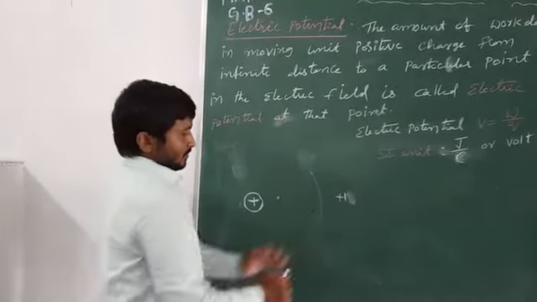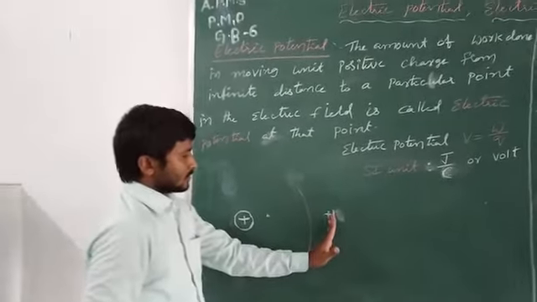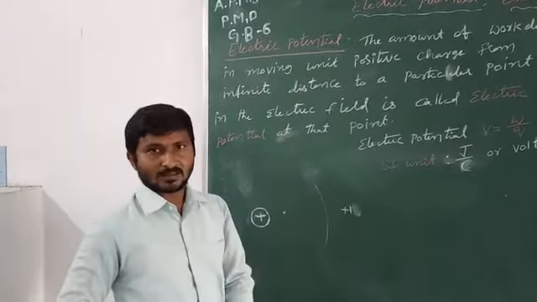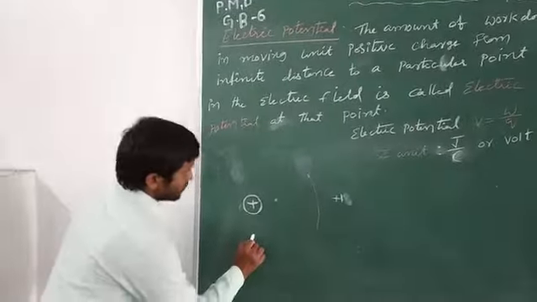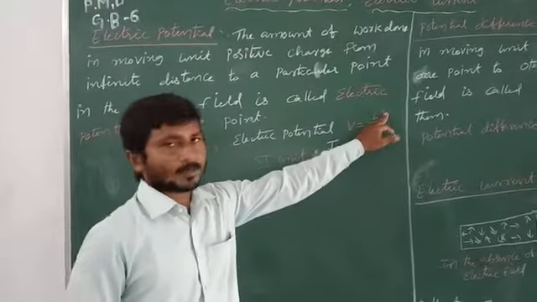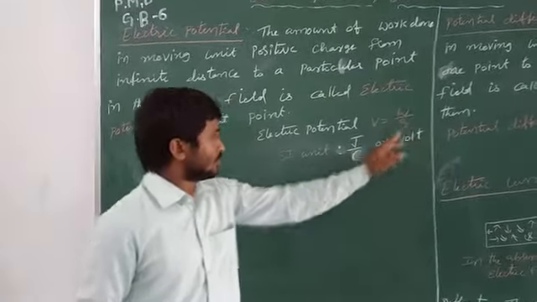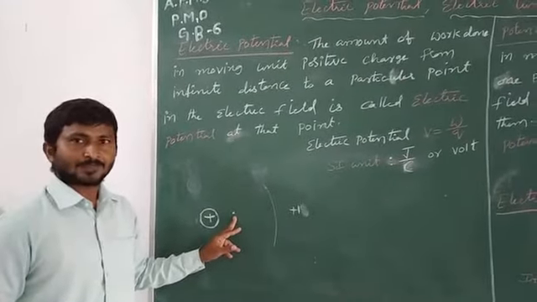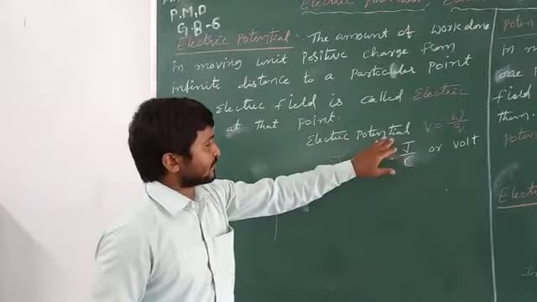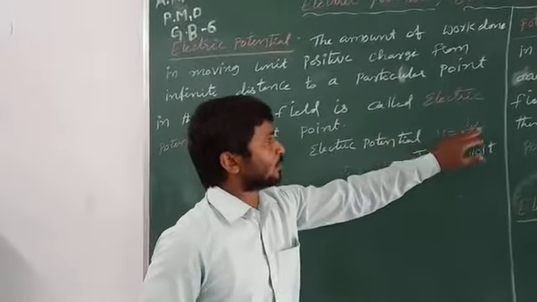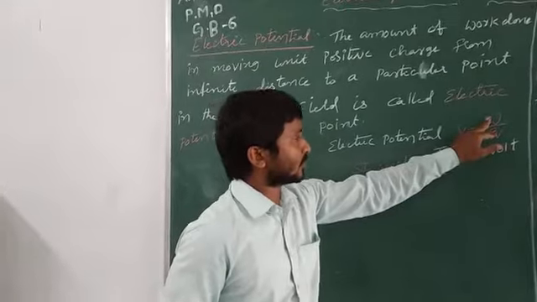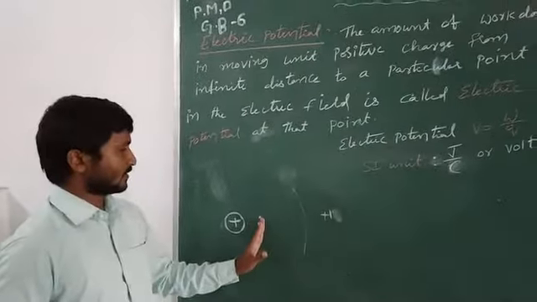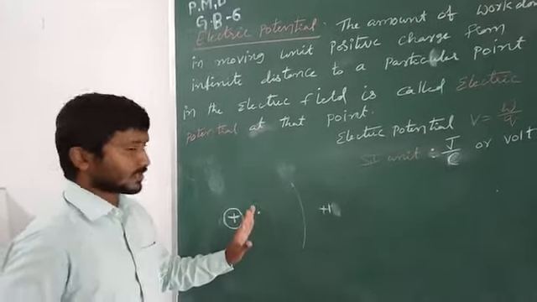Now, in order to move that charge from infinite distance to a particular point, we have to perform some work. The work is done. Suppose W is the work done in moving the charge Q from infinite distance to a particular point in the electric field. Then the electric potential, from the definition, V equals W by Q. This means the amount of work done in moving unit positive charge from infinite distance to a particular point in the electric field is called electric potential at that point.